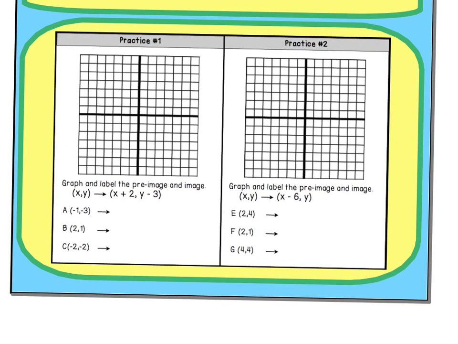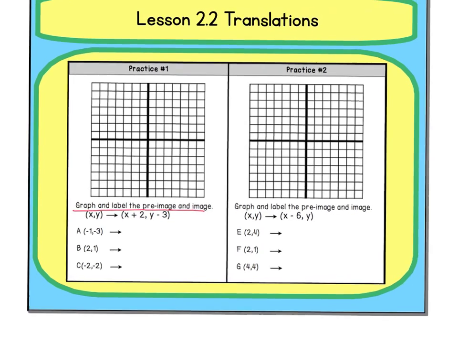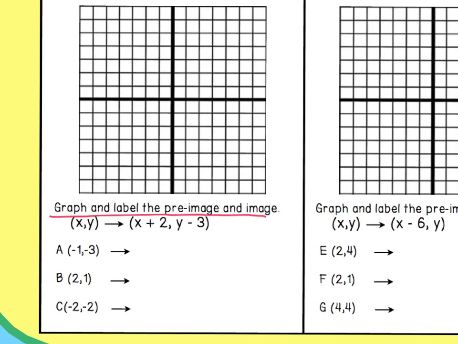Here are a couple practice problems. You want to make sure that you're reading the directions that say graph and label the pre-image and image. On this slide, we're first going to plot our original points and label A, B, and C. So if I zoom in, I have to plot negative 1, negative 3, which is going to be right here, and I call that A. I then plot 2, positive 1, I'm going to call that B. And lastly, negative 2, negative 2 is C, and I'm going to go ahead and plot that.